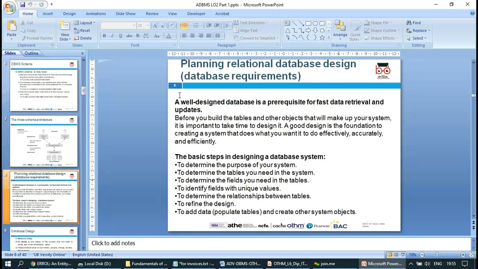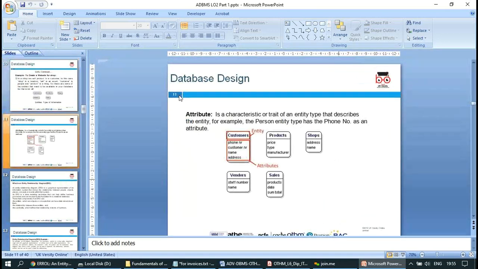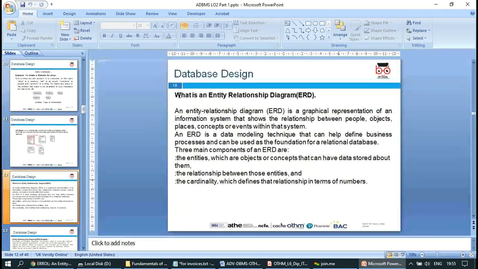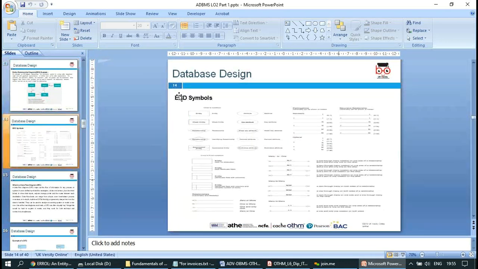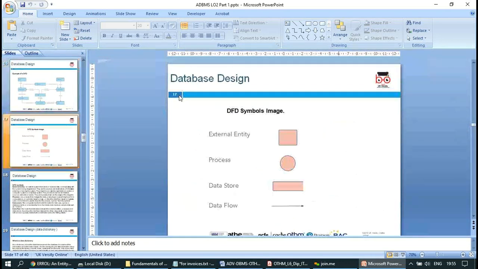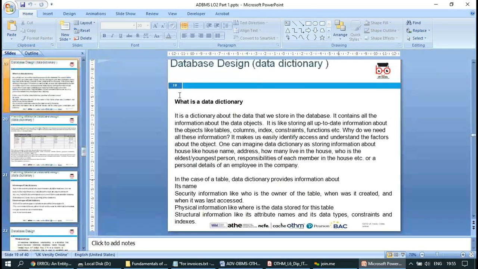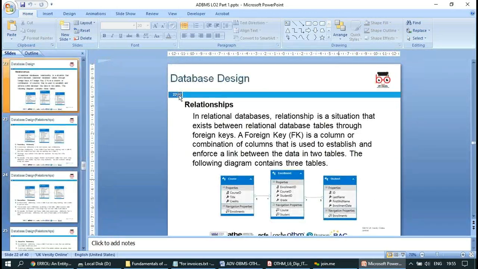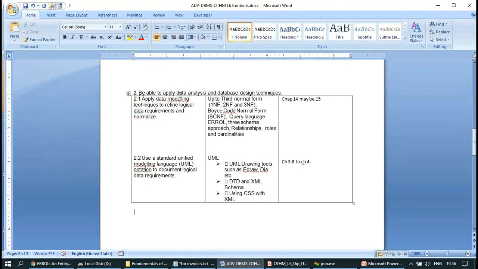Yeah. I remember all that. Yeah. And then entities and the design, and the relationships, the symbols, and the dictionary, and the cardinality, like they have mentioned here, yeah, roles and the cardinality.